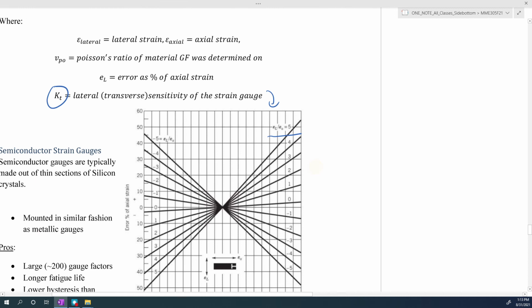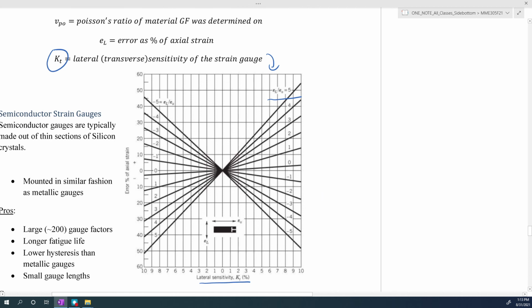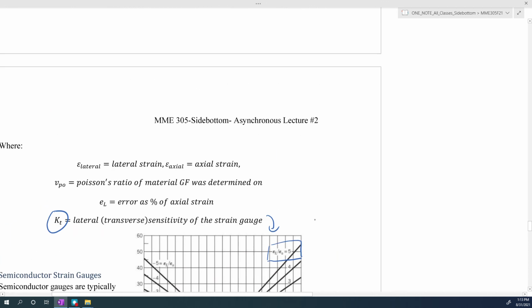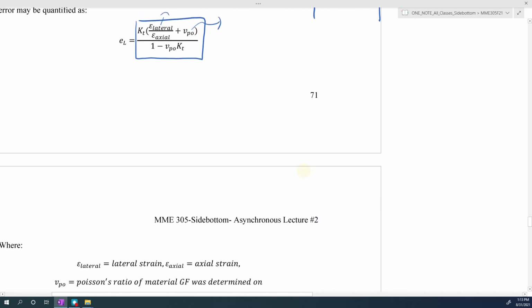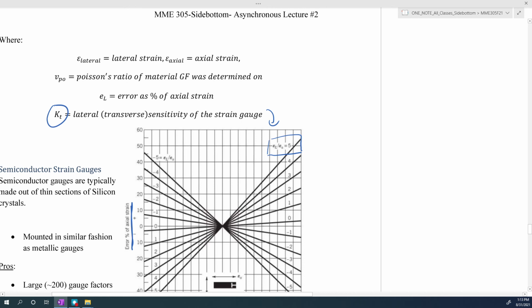If you look it up here, you can look up the chart on the x-axis for the ratio of the lateral and the axial strain, and you can see what percentage of error you'd expect in your axial strain due to that. You can then use this error to compensate the original values to get the true lateral strain and the true axial strain.